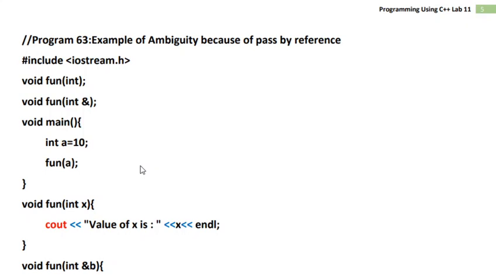Now in the third case, this is the problem of ambiguity because of pass by reference. Here you see I have two functions by the same name that are capable of returning void, and the parameter to the first is an integer and the parameter to the second is a reference. Now as we all know, reference is just an alias, an alternate name given to a variable. So syntactically both of these declarations are the same, right?